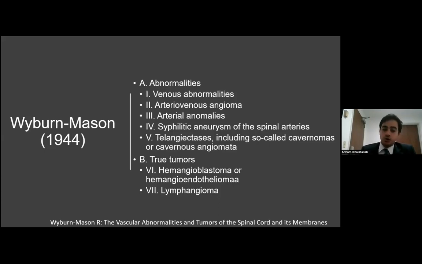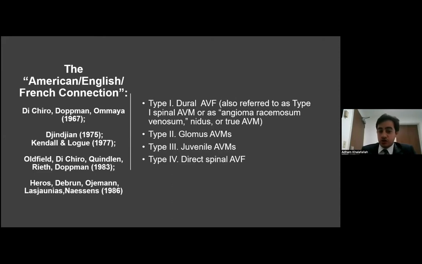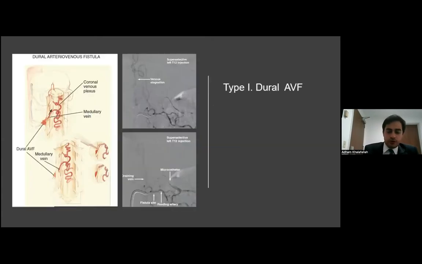Moving forward to the American-French connection, which I spoke about briefly. Now we have the type 1 dural AV fistula, the glomus AVMs, juvenile AVMs, and the direct spinal AVF. So what do we mean by each of those types? First, the dural arteriovenous fistula, which is type 1.